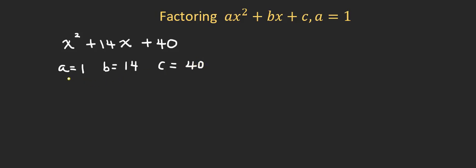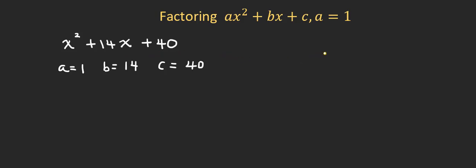So in this example, a is equal to 1. Now, we're going to do some examples next time where a is not equal to 1, and that's a little bit more complicated. But for this video, we're going to focus on when a is equal to 1. So how do we factor x squared plus 14x plus 40?